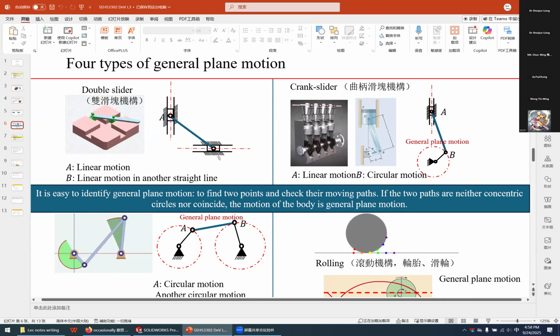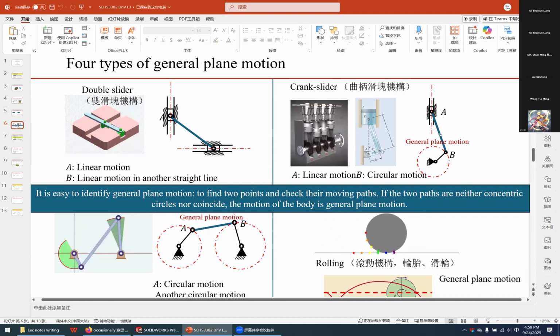Is it a translation? It's not a translation. For this rod AB, if it is a translation, point A and point B should have the same traveling paths. But now it has distinct traveling paths. Therefore, it is not rotation, not translation. There's only one possibility, one answer, which is general plane motion. For the second one, same.